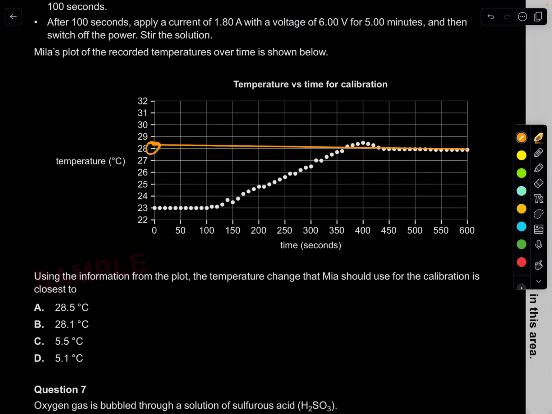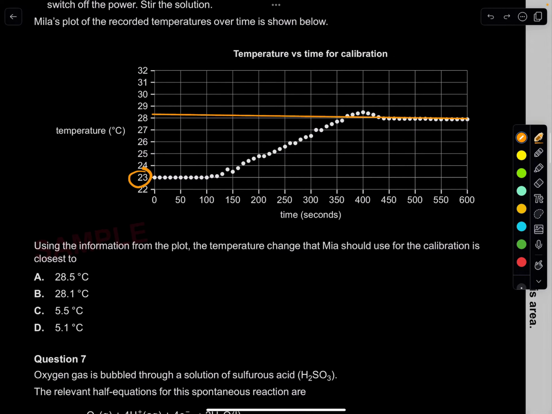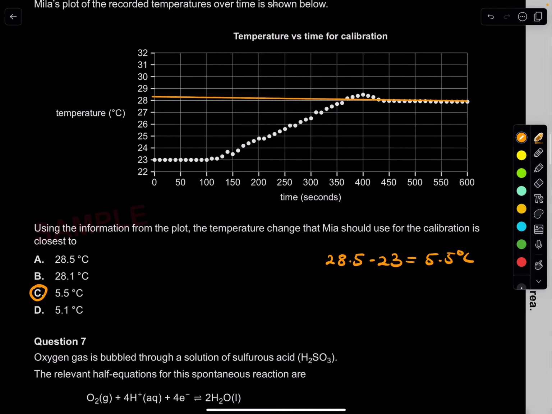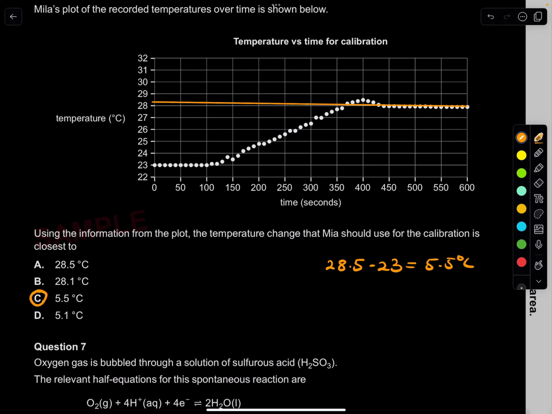It looks like it's around 28.3. That's your final temperature, and your initial temperature was 23. So you subtract these two. Let's say 28.5 minus 23, which is basically 5.5 degrees Celsius. So C. Now, I think it's a stupid question, to be honest, because it could also be D, in other words, because it really depends on how you look at it.